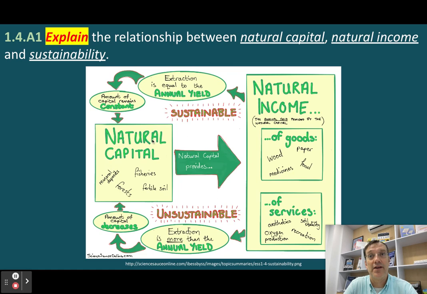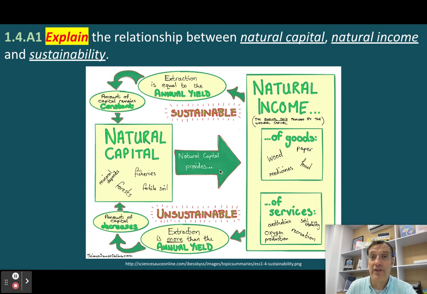So natural capital is the standing stock or the beginning amount of a natural resource that we have. And as it grows or increases, that growth or that increase is called natural income. And that natural income can either be goods or services. If we use those goods or services at a rate that is less than the growth here, so that the total amount of the natural capital or the standing stock that we had remains constant or increases, that is a sustainable practice.